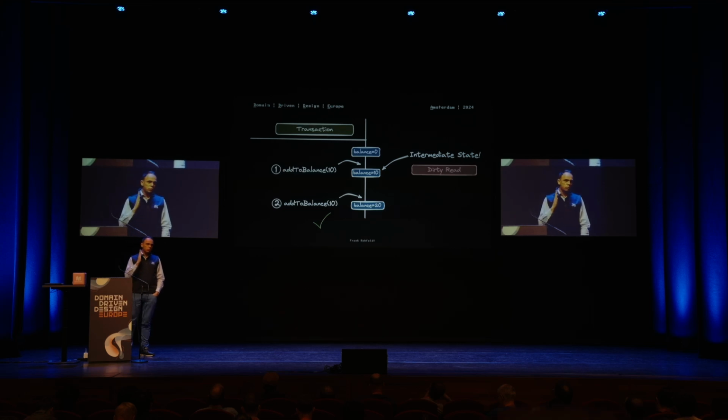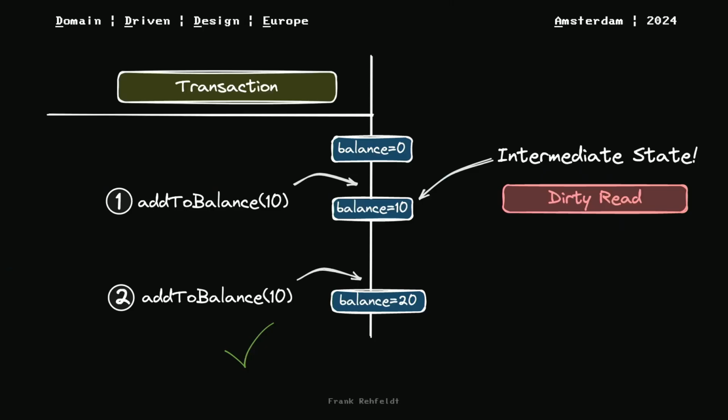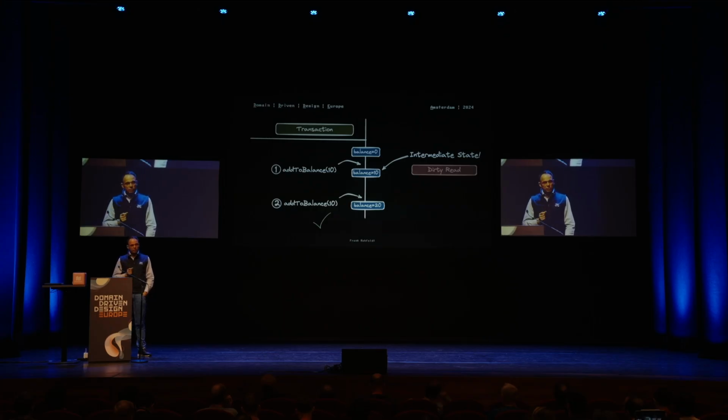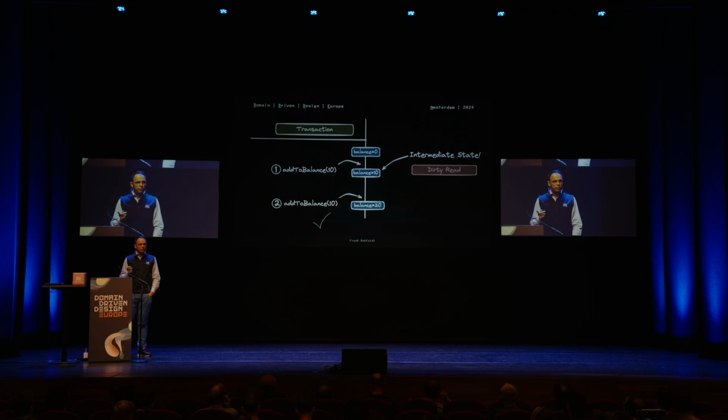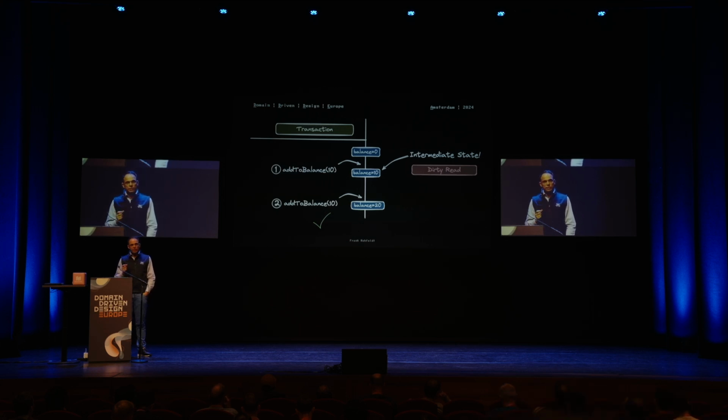So suppose we have one transaction in the system, and we start with a balance of 0. Then the transaction adds 10 to the balance. So the balance afterwards is 10. And then again, the transaction adds 10 to the balance. And at the end, the transaction successfully commits, and the balance is 20. So if any other transaction could have observed a balance of 10, this would have been a dirty read, because this is just an intermediate state of this transaction.